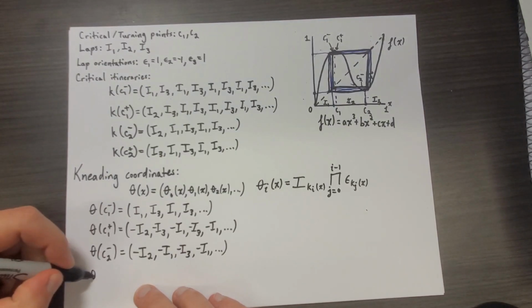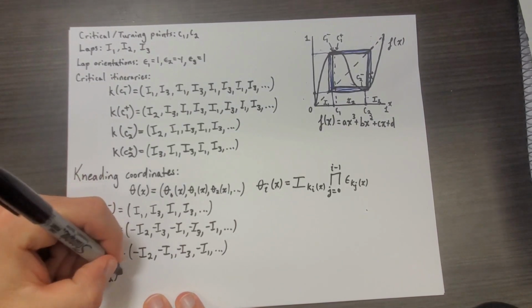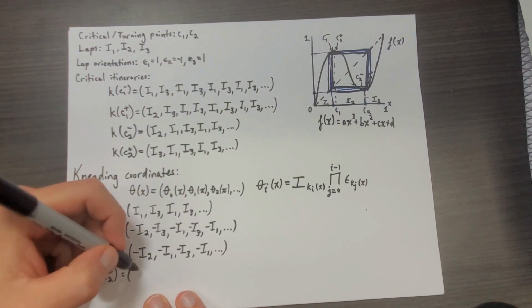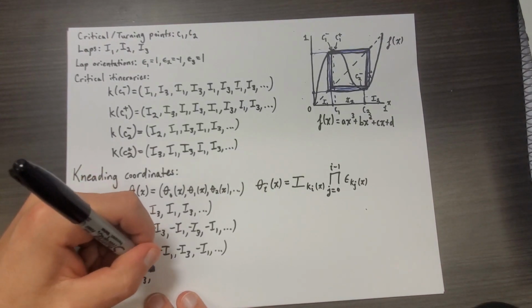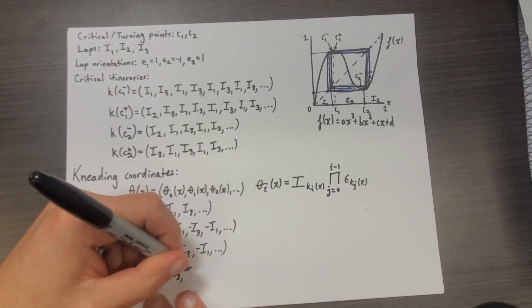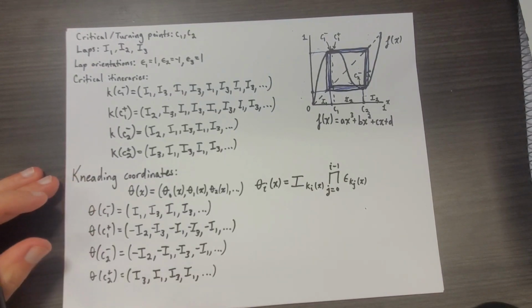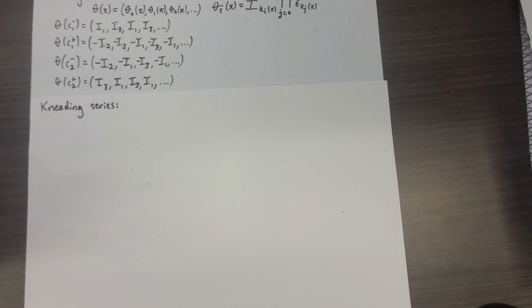And then theta C2 plus, all these are orientation preserving. The laps are increasing, so we just write out exactly as the itinerary was. Okay, so those are the Kneading coordinates. Now that we have the Kneading coordinates, we'd like to compute what are called the Kneading series.